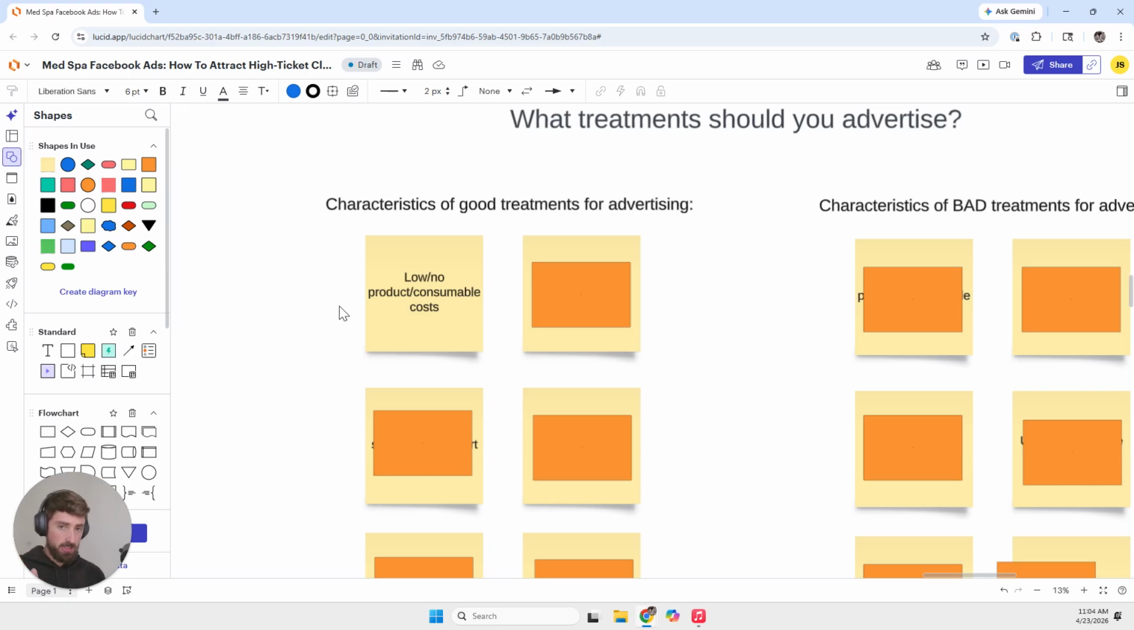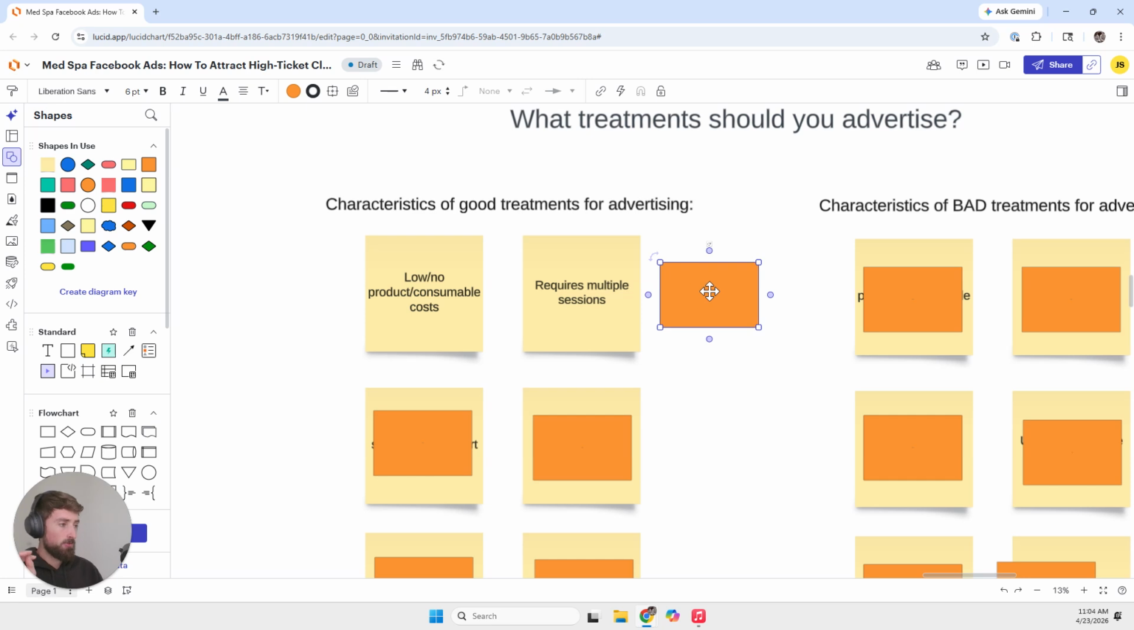But that is the number one mistake that I tend to see: people want to advertise the super expensive stuff, and that usually just screws them over. They have to spend way more on ads. Their cost per lead goes way up. And so what we want to do is focus on the treatments that have the lowest or just no product or consumable cost, because it's typically going to be easier to create something that would get somebody to stop scrolling in the first place.